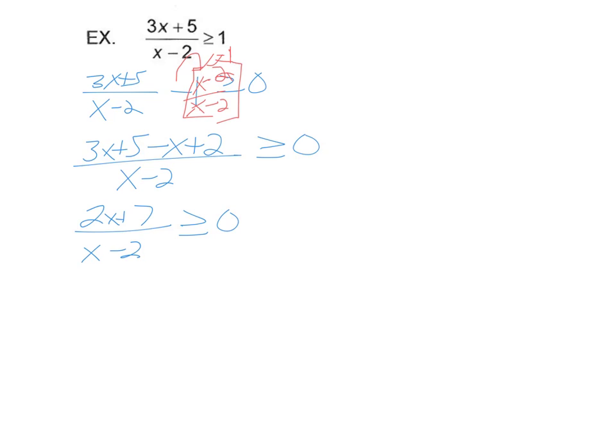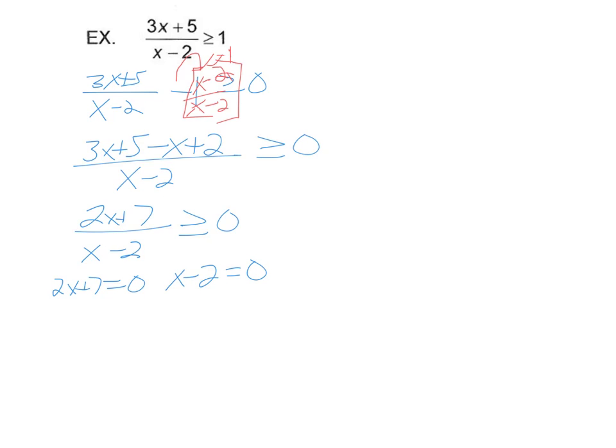Now we'll set both the top and the bottom equal to 0 to get just the zeros of this. 2x plus 7 equal to 0. And then x minus 2 equal to 0. The bottom actually we'll find out, we're finding out the numbers that cannot be used at all in this problem. I'll talk more about that in just a second.